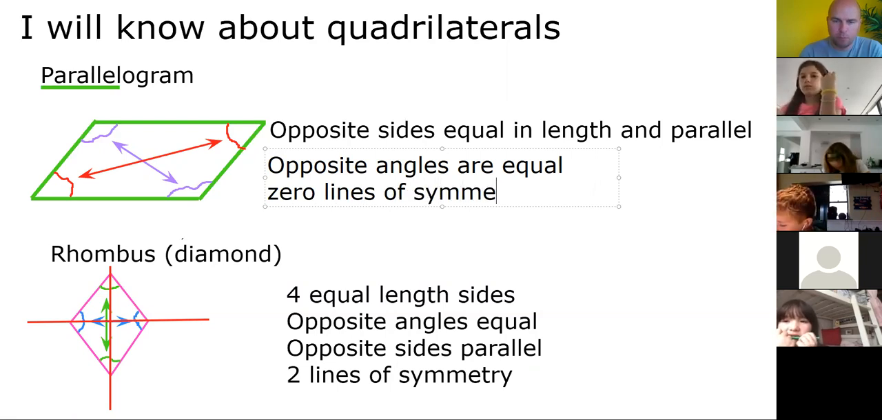Is that all of the shapes we're doing? Because I only have one more space. Yeah, we're going to stop.